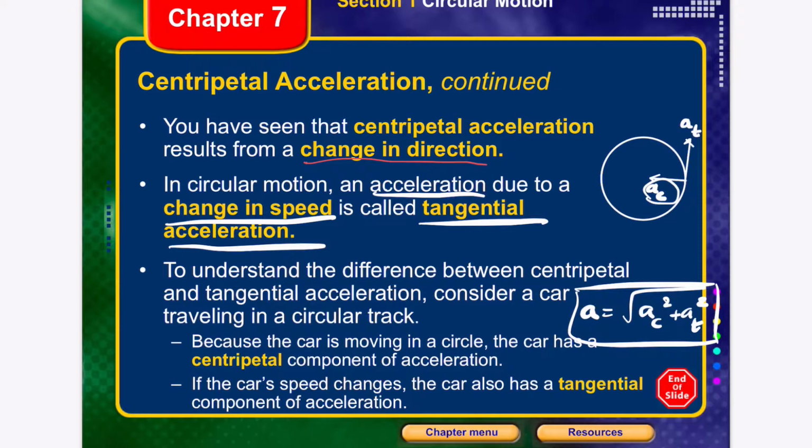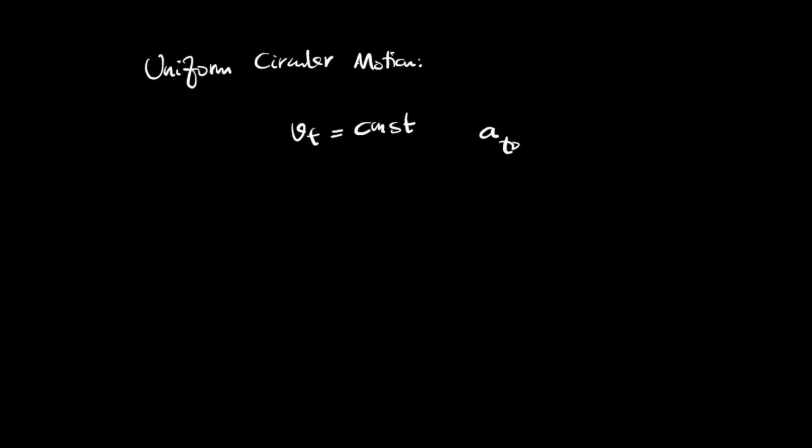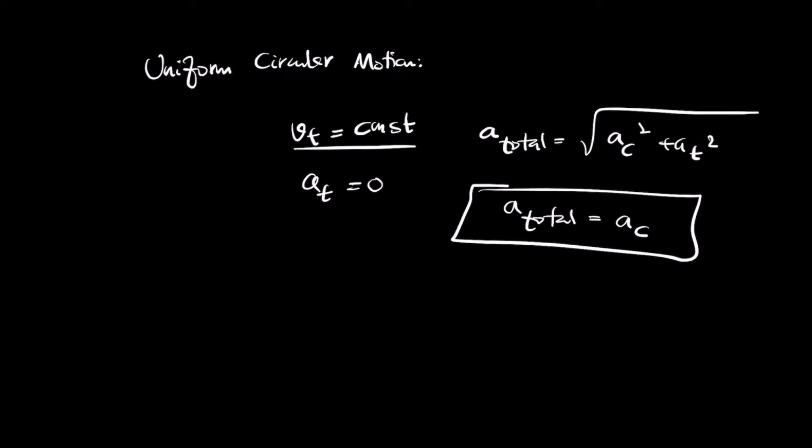For a body traveling under uniform circular motion, meaning Vt is constant, the total acceleration is the square root of ac squared plus at squared, but because Vt is constant, at is going to be 0. Which means that the total acceleration becomes the centripetal acceleration for a body under uniform circular motion.